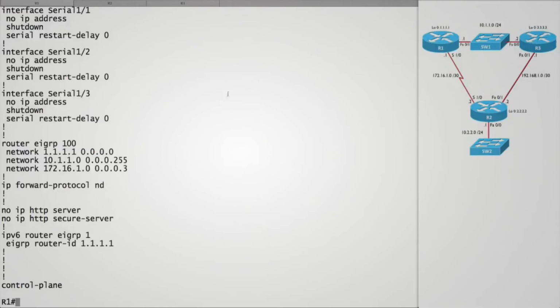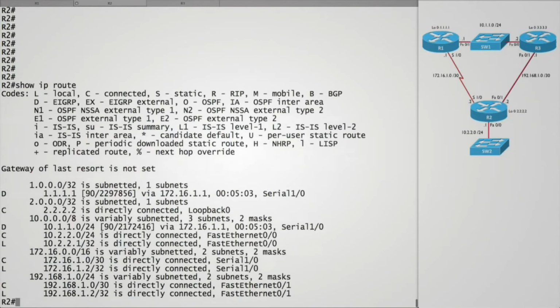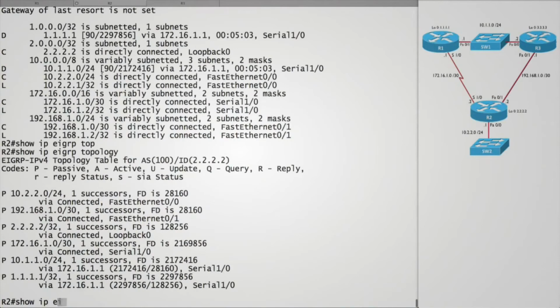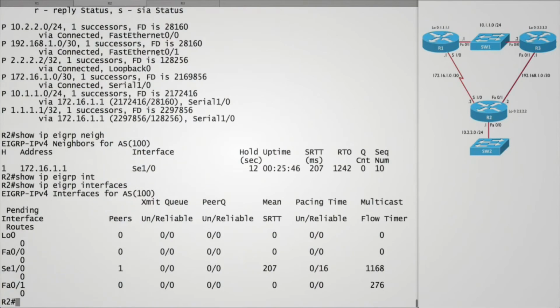Let's go to R2 and give a similar set of commands. On R2, we'll take a look at the IP routing table. Again, feel free to pause the video at any point if you want to interrogate this output. Let's take a look at our three EIGRP tables. I'll do a show IP EIGRP topology, show IP EIGRP neighbor, and finally show IP EIGRP interfaces. Oh, and one other command that might be useful.